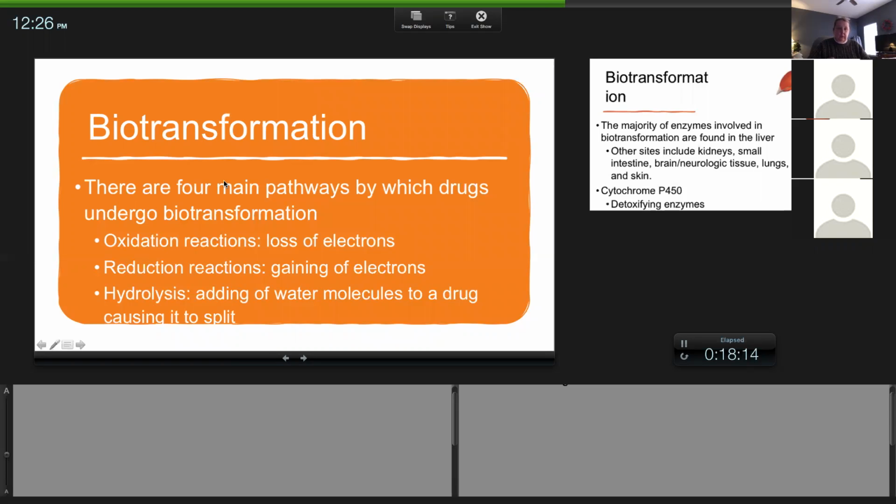So biotransformation, a little bit, is you can have oxidation reactions. You lose the electrons. Remember I told you there's either positive or negative charge to these hydrophilic molecules. Then hydrolysis, adding water to molecules to cause a drug to split. So these are just different ways that they're taking that drug.